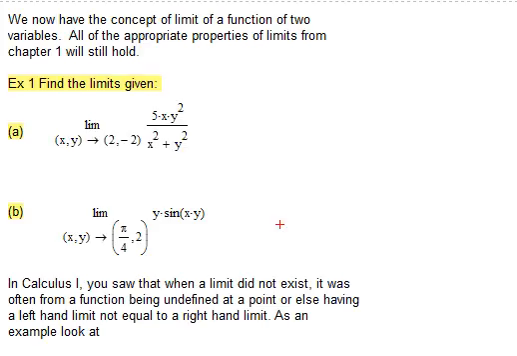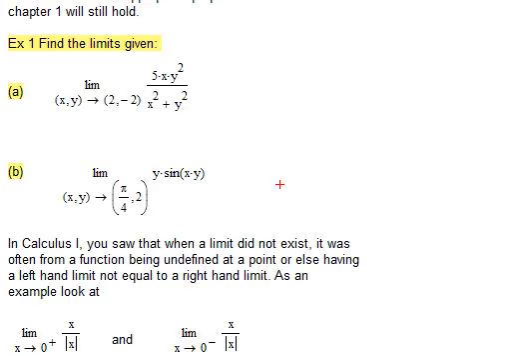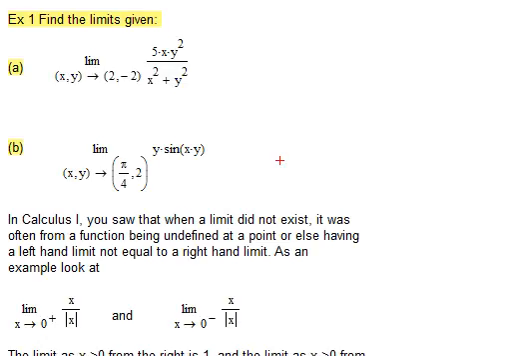So in Calculus 1, you sometimes saw when a limit didn't exist, it was often from a function being undefined at a point, or else having a left-hand limit not equal to the right-hand limit. I'll refresh your memory by showing you an example of one of those.